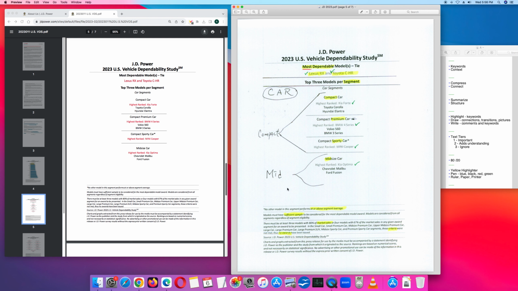Transition, break, and go to mid-size cars. Highest ranked is Kia Optima. There's no large cars awarded. Again, there may be dependable, high-quality cars. It didn't fit into their award criteria.